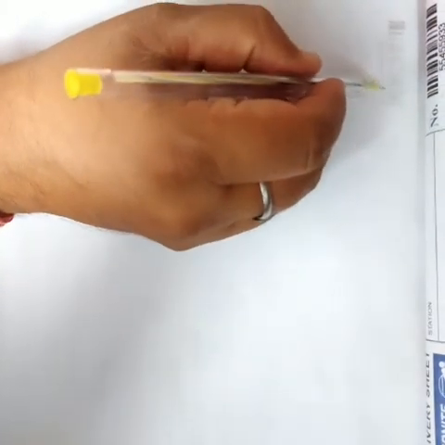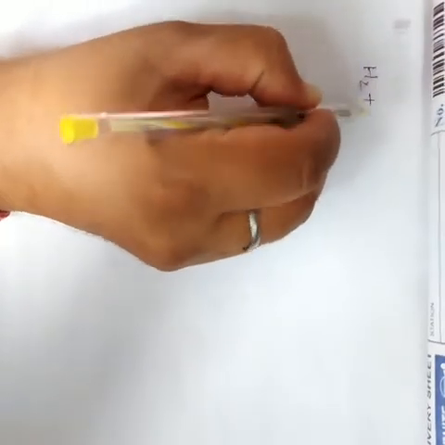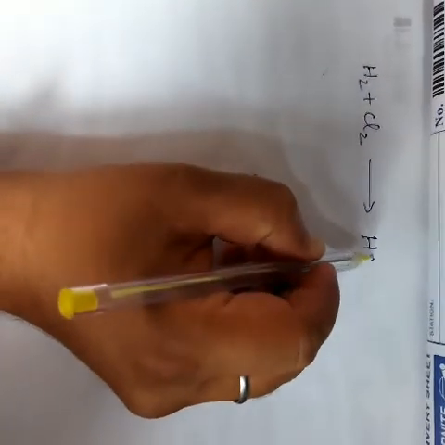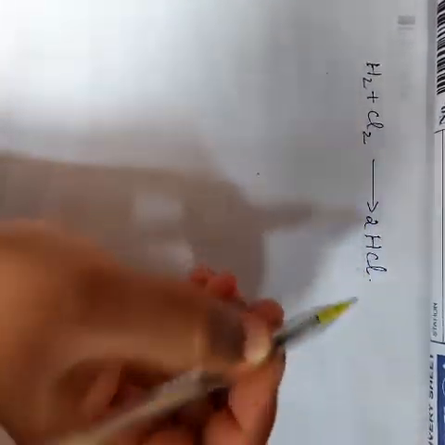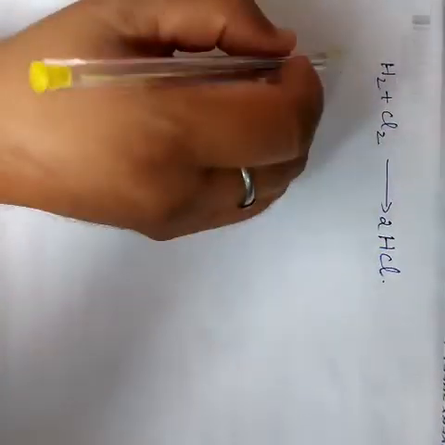First, yesterday we discussed the uses of hydrogen and chlorine. Today, mixing hydrogen gas plus chlorine gas, what is formed? Hydrochloric acid is formed. Okay, what are the uses of hydrochloric acid?